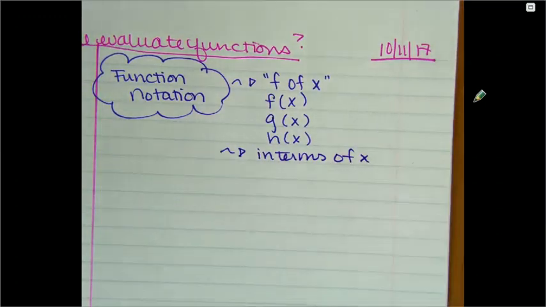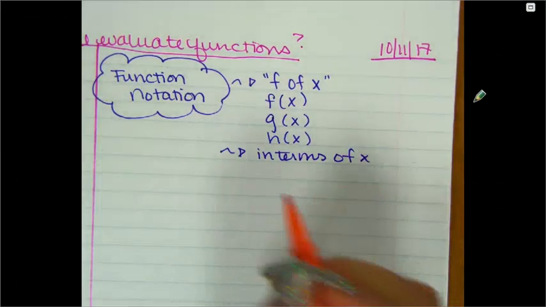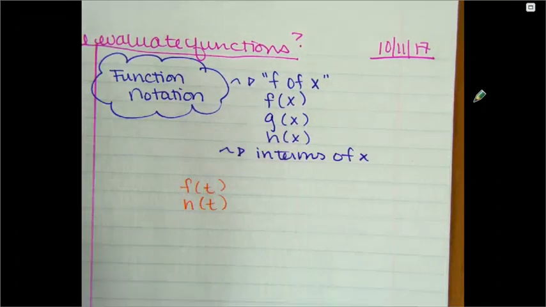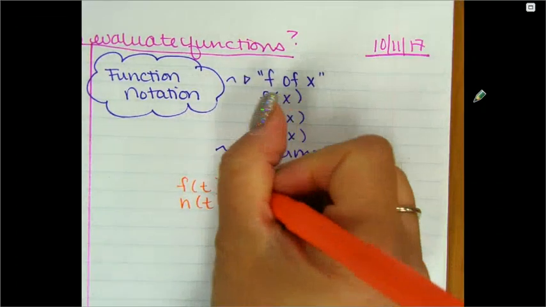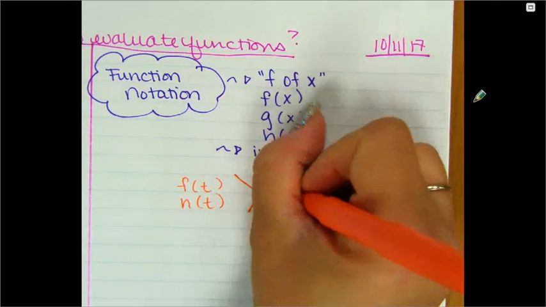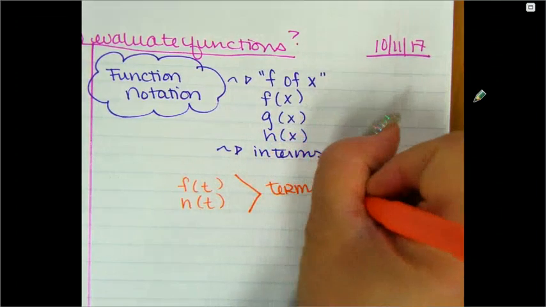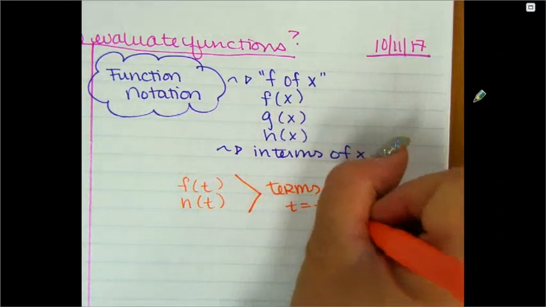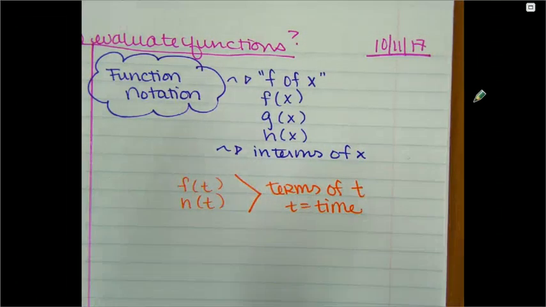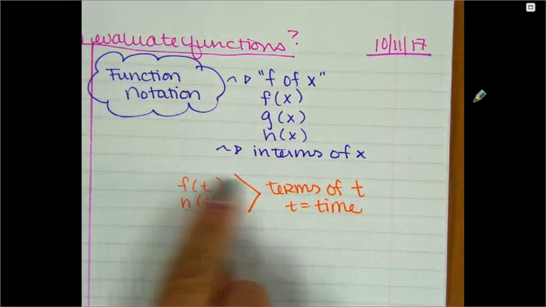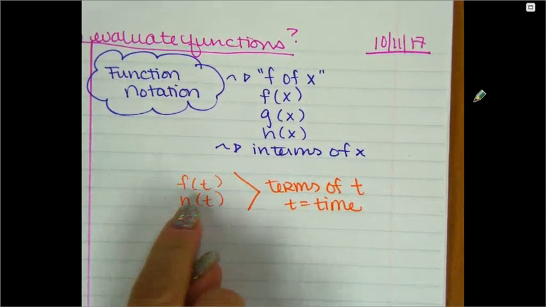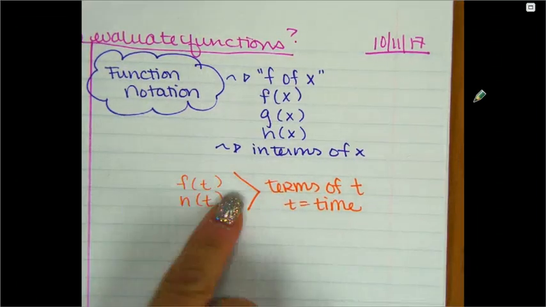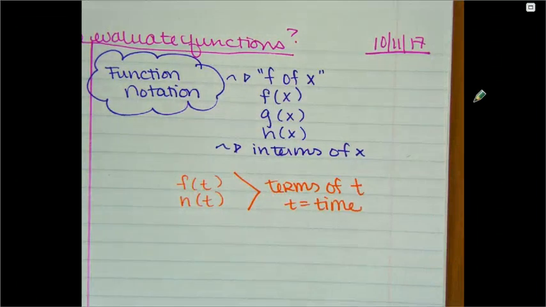I could switch it. I could have f of t, or h of t, or p of t. Normally when we use t represents what? Anyone know? Time, good. So it's in terms of t, which is representing time. So we don't usually use t very often. We usually just use x. But when we are talking about a word problem and we want to use time, we use t as our variable, right? So this is our variable using time, and then this is just a normal variable.